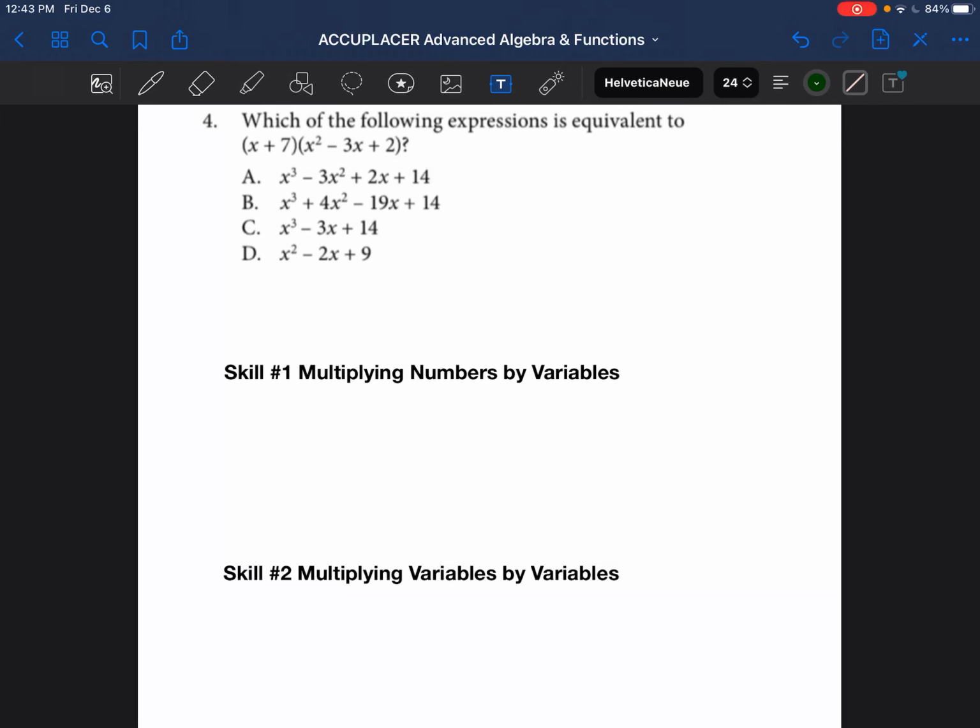Okay, so for day 4, we're going to do things slightly different. So welcome back. We're going to look at the practice question from the ACCUPLACER exam, and then we're going to go through it. It's going to be a little bit difficult for you, which is understandable, especially if it's been a long time since you've been in school.